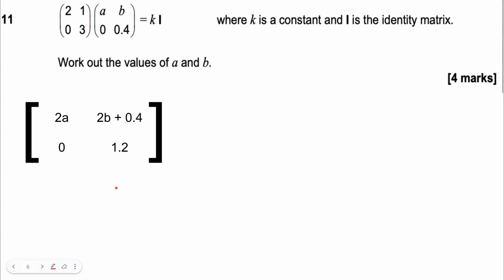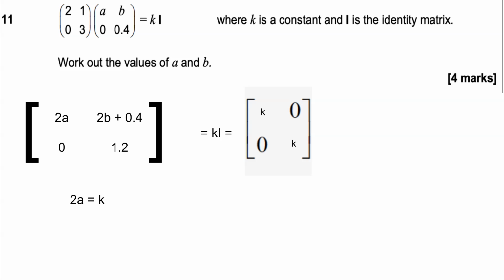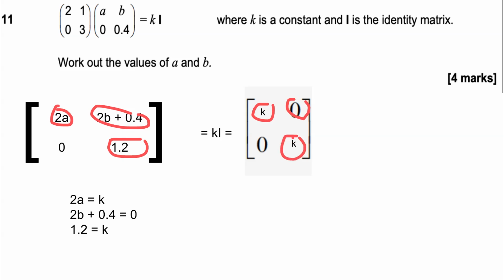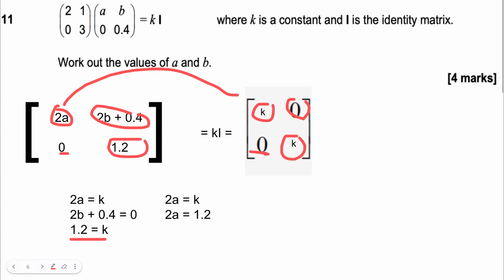Finally, let's actually find the values. Since this is equal to kI, which we've known before, we can conclude that 2A equals k, because they're in the same position. 2B plus 0.4 will equal 0, because again, they're in the same position. 1.2 is also equal to k. And obviously 0 is equal to 0. Since we know 2A equals k and 1.2 equals k, we can conclude 2A is 1.2 and A is 0.6.